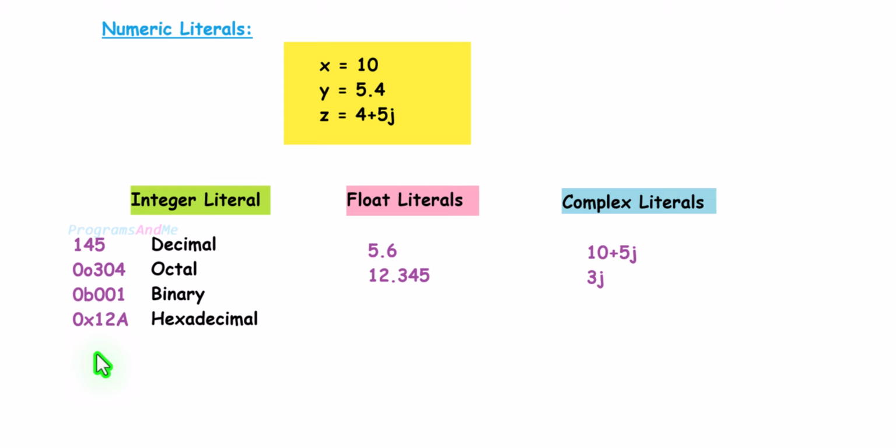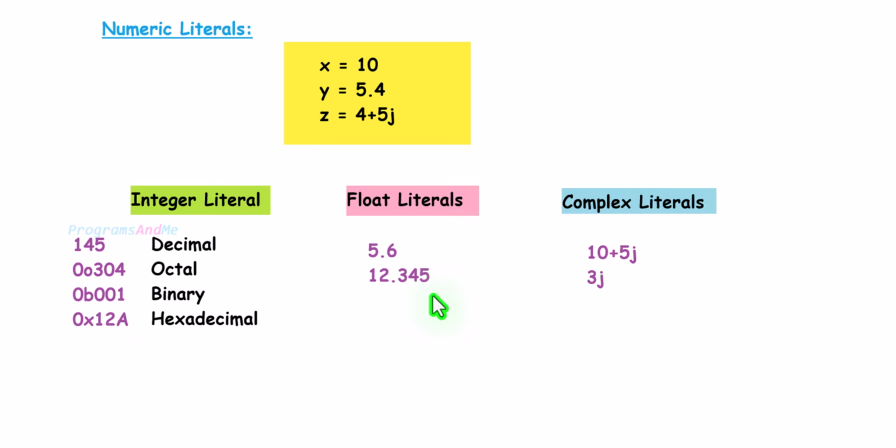Decimal literals include digits from 0 to 9. Base for decimal values is 10. And octal literals include digits from 0 to 7. Base for these values is 8. They are prefixed with 0 and O. And next is binary literals. It contains only 0 and 1. Base is 2 and prefix is 0b. And then hexadecimal literals include digits from 0 to 9 and alphabets from A to F. Prefix is 0x. Then we have float literals.